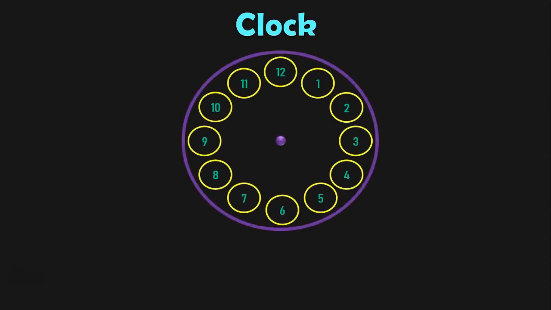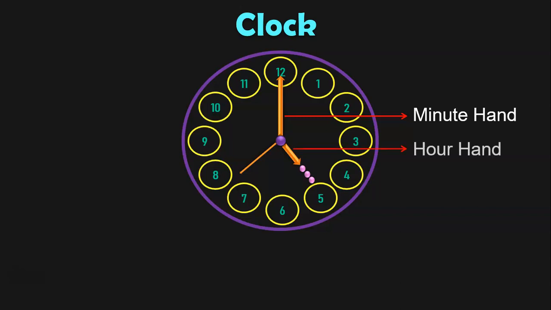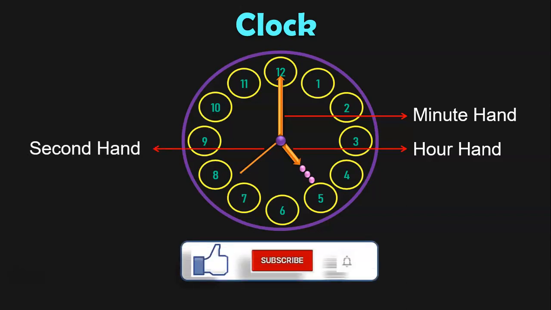So, this is a clock, and the face of the clock has numbers 1 to 12. What else did we see? It has a long hand, a short hand, and another hand which traverses faster than these two hands. The long hand is called the minute hand. The short hand is called the hour hand. And the third hand is called the second hand. Hope it is clear so far.